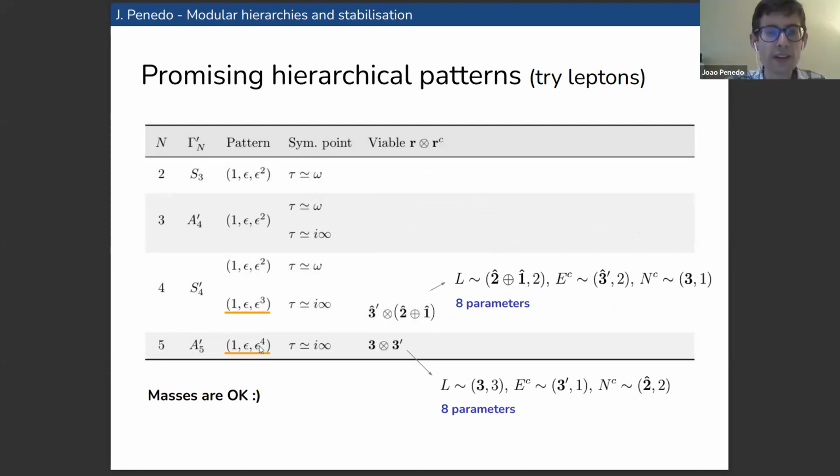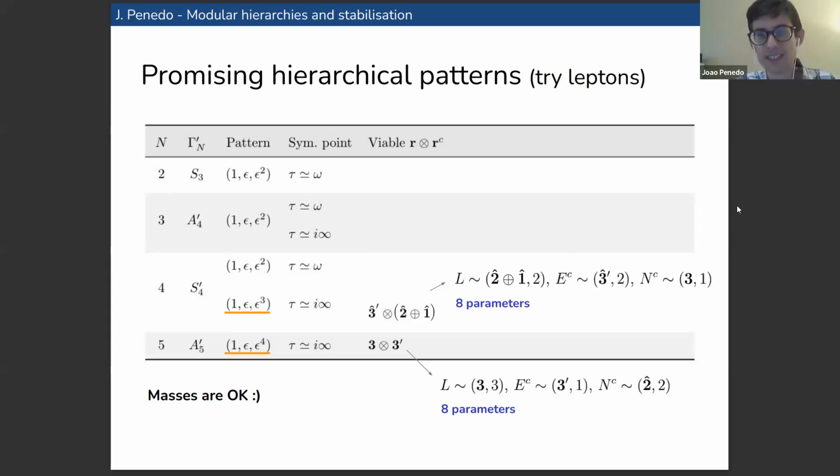Here are the 2 cases we explored in some depth, and we found that indeed we could fit everything actually in the left-hand sector in these 2 models. So we chose in the end these representations. We verified that we get this pattern of masses, and we were very happy.